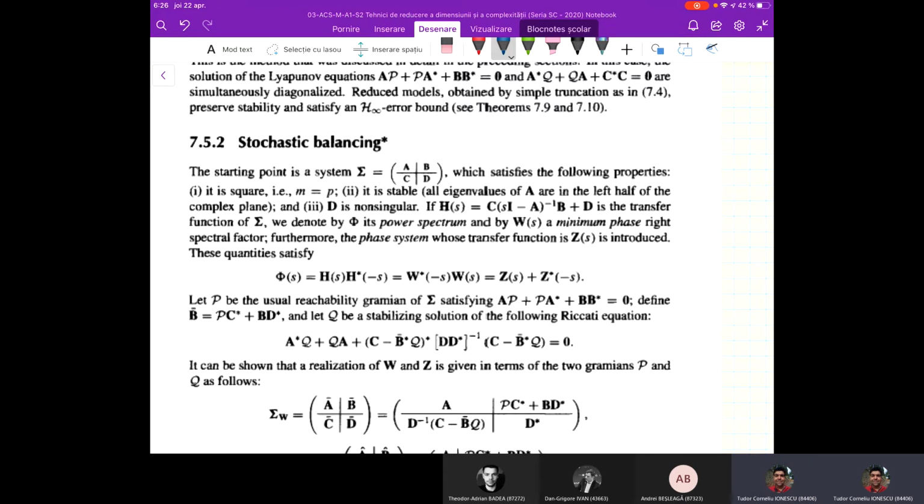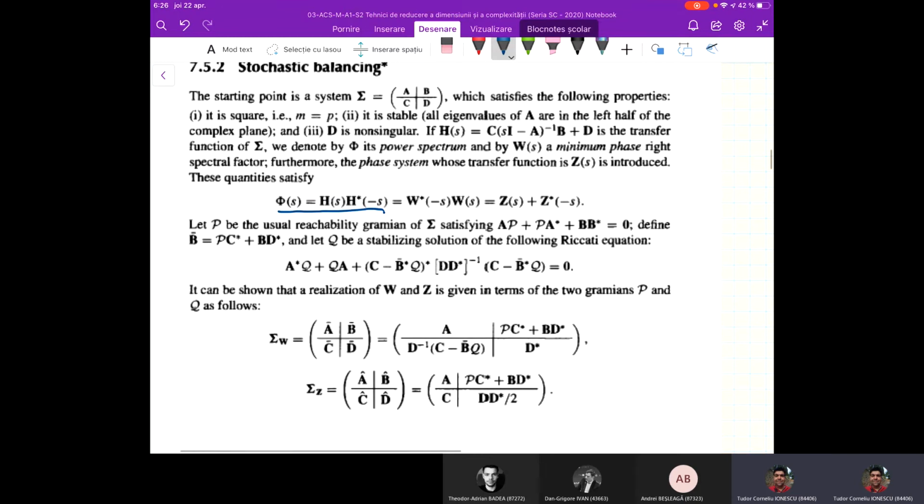And since we're talking about stochastic stuff, we need a power spectrum. This power spectrum is given by this transfer function. So essentially, you have to reduce this transfer function, not H, but Phi. Not H, but Phi. And look that you can write it in several ways possible, with a W and with a Z.